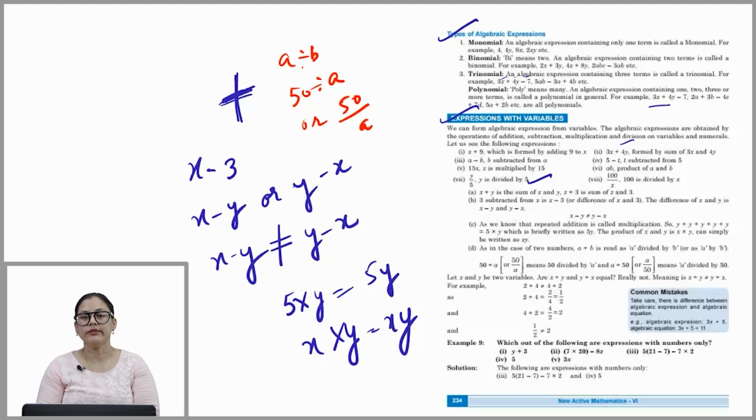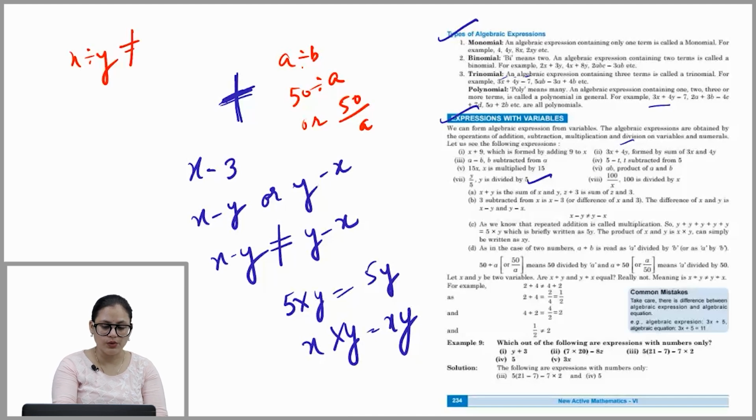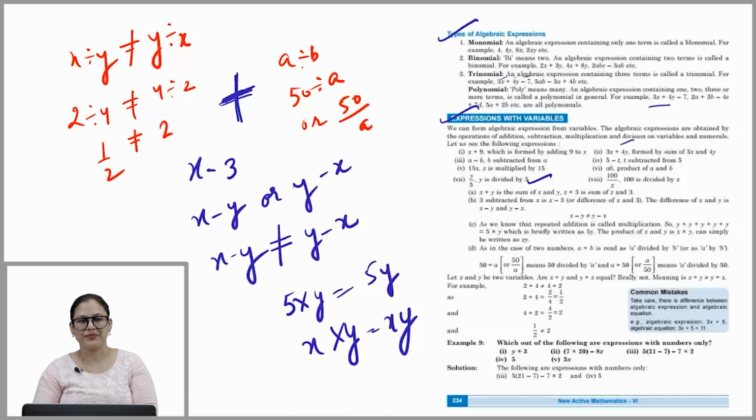Let x and y be two variables. Are x divided by y and y divided by x equal? Really not. Meaning x divided by y is not equal to y divided by x. For example, 2 divided by 4 is not equal to 4 divided by 2. Because 2 divided by 4 is half, and 4 divided by 2 is 2. So, these are not equal.